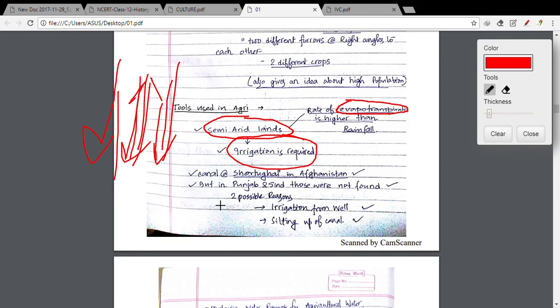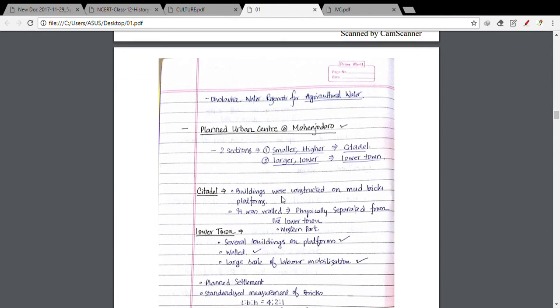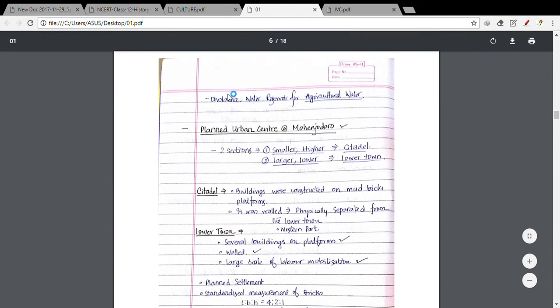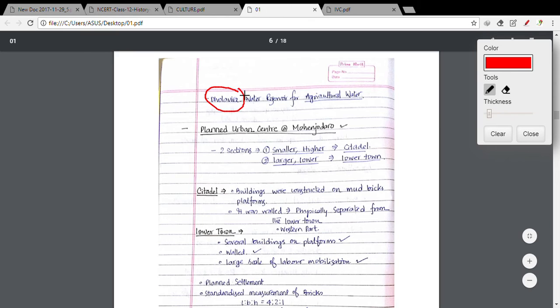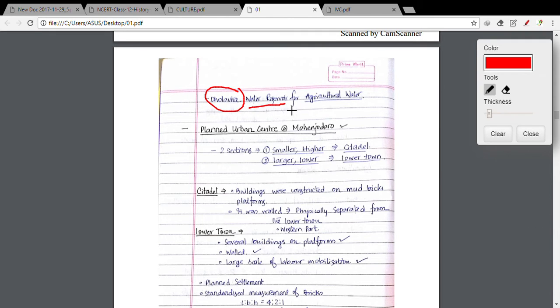Now how was the irrigation done? The canal at Sortugai in Afghanistan is an example, but if we come into Punjab and Sindh, we cannot find canals. Two possible reasons can be there. One is they used to irrigate from wells, and the other is that the canals were silted up, so we cannot find the traces of canals anymore. There was an important site we have already seen, Dholavira, where we can find a water reservoir for agricultural water.